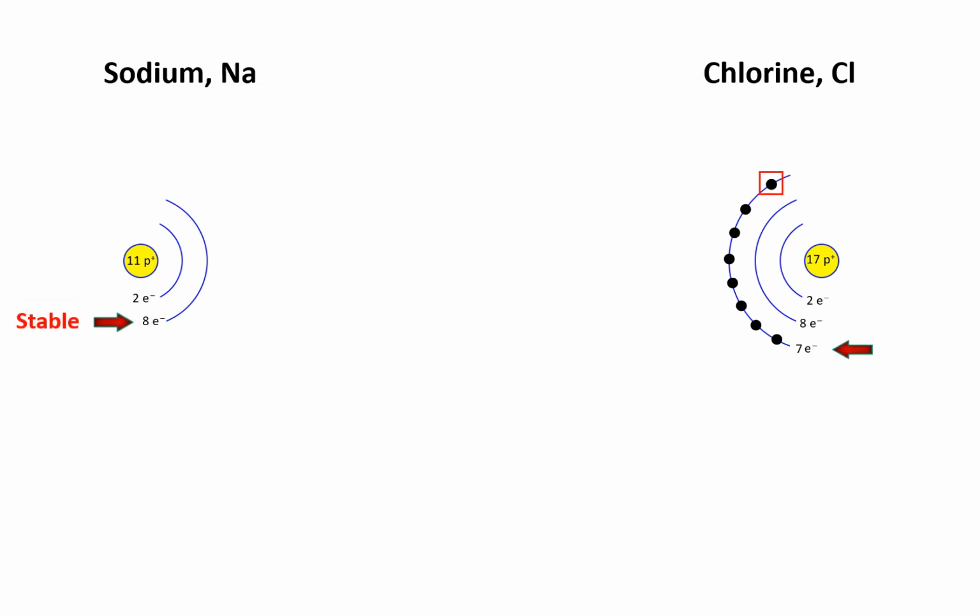Chlorine, having picked up sodium's electron, now has 8 valence electrons, making its third shell stable. Thus, the exchange has created stable valence shells for both elements. We say that the elements have bonded, forming a binary compound composed of a 1-to-1 ratio of sodium to chlorine.